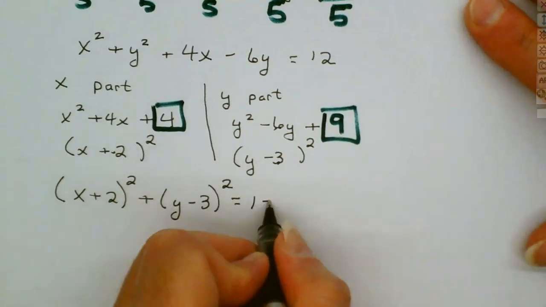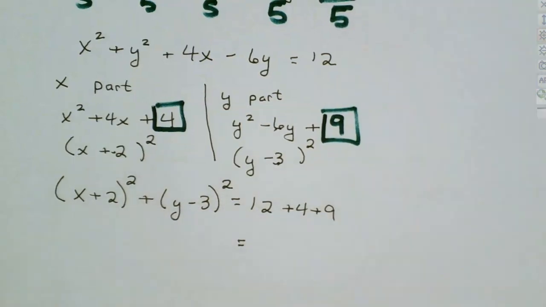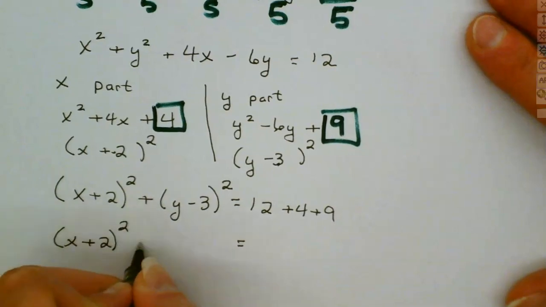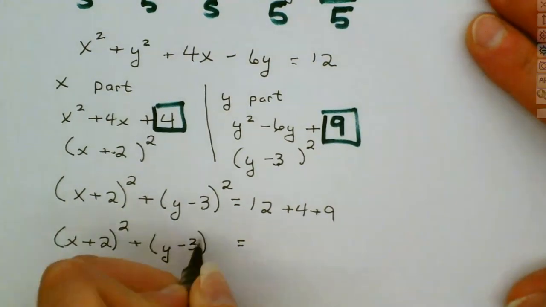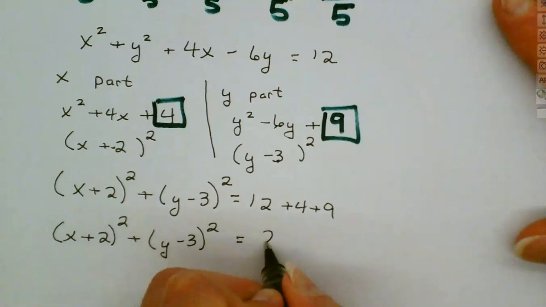Now we still have a 12 plus 4 and 9. So we'll put these all back together here. And then we'll find our center and our radius. So let's bring those down. And that's an x plus 2, quantity squared. Y minus 3, quantity squared. And we've got 12 plus 9 plus 4. I believe that should be 25. That's going to be 25.